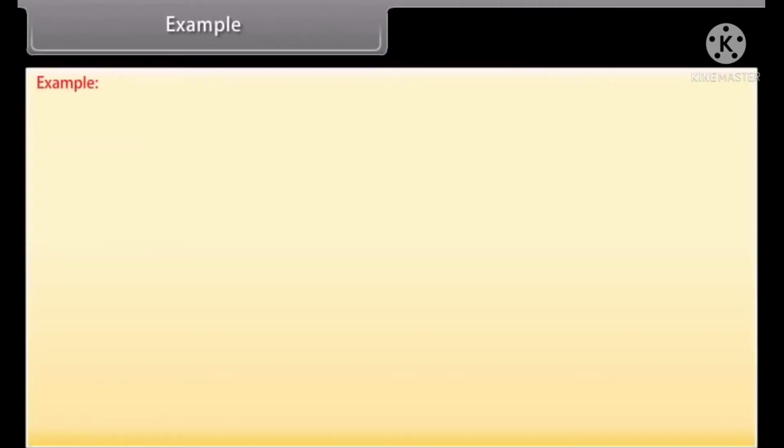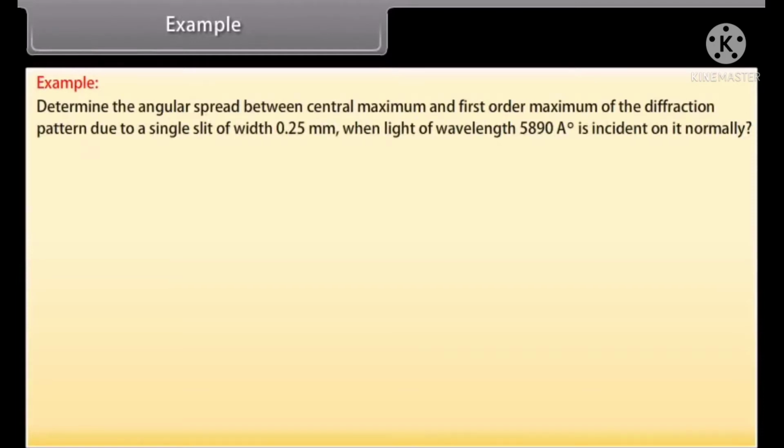Example. Let's take an example on the diffraction pattern due to a single slit. Determine the angular spread between the central maximum and the first order maximum of the diffraction pattern due to a single slit of width 0.25 mm when light of wavelength 5890 Angstrom is incident on it normally.